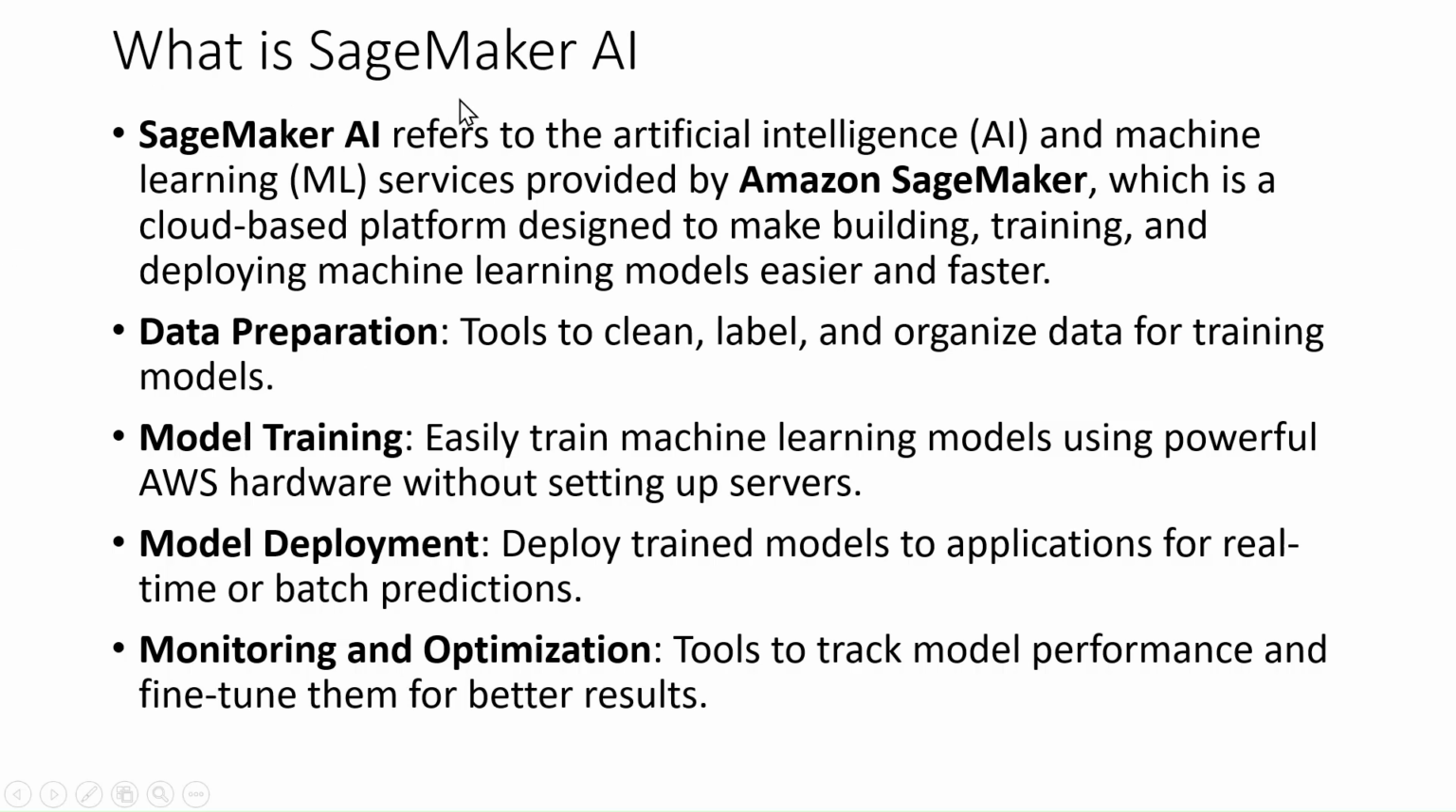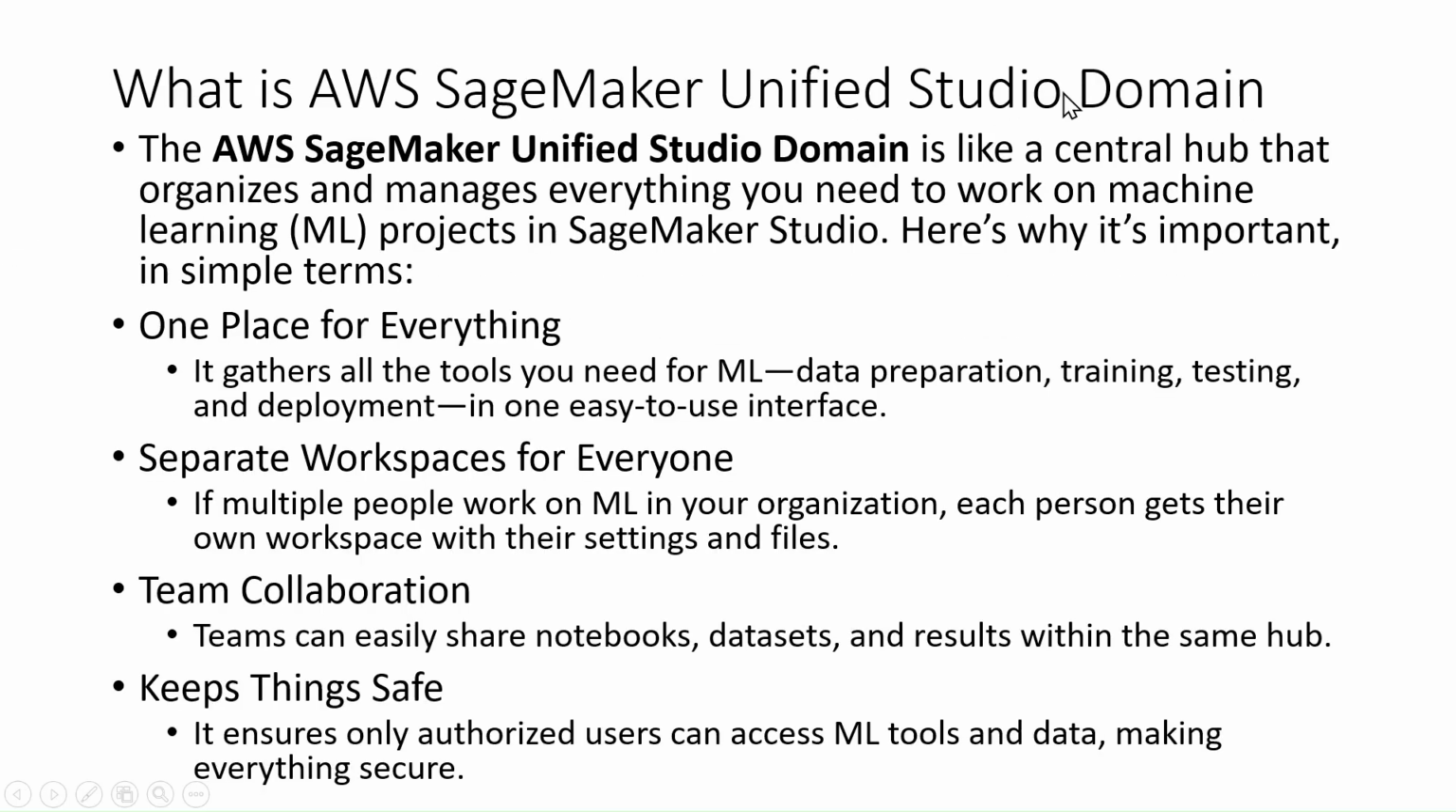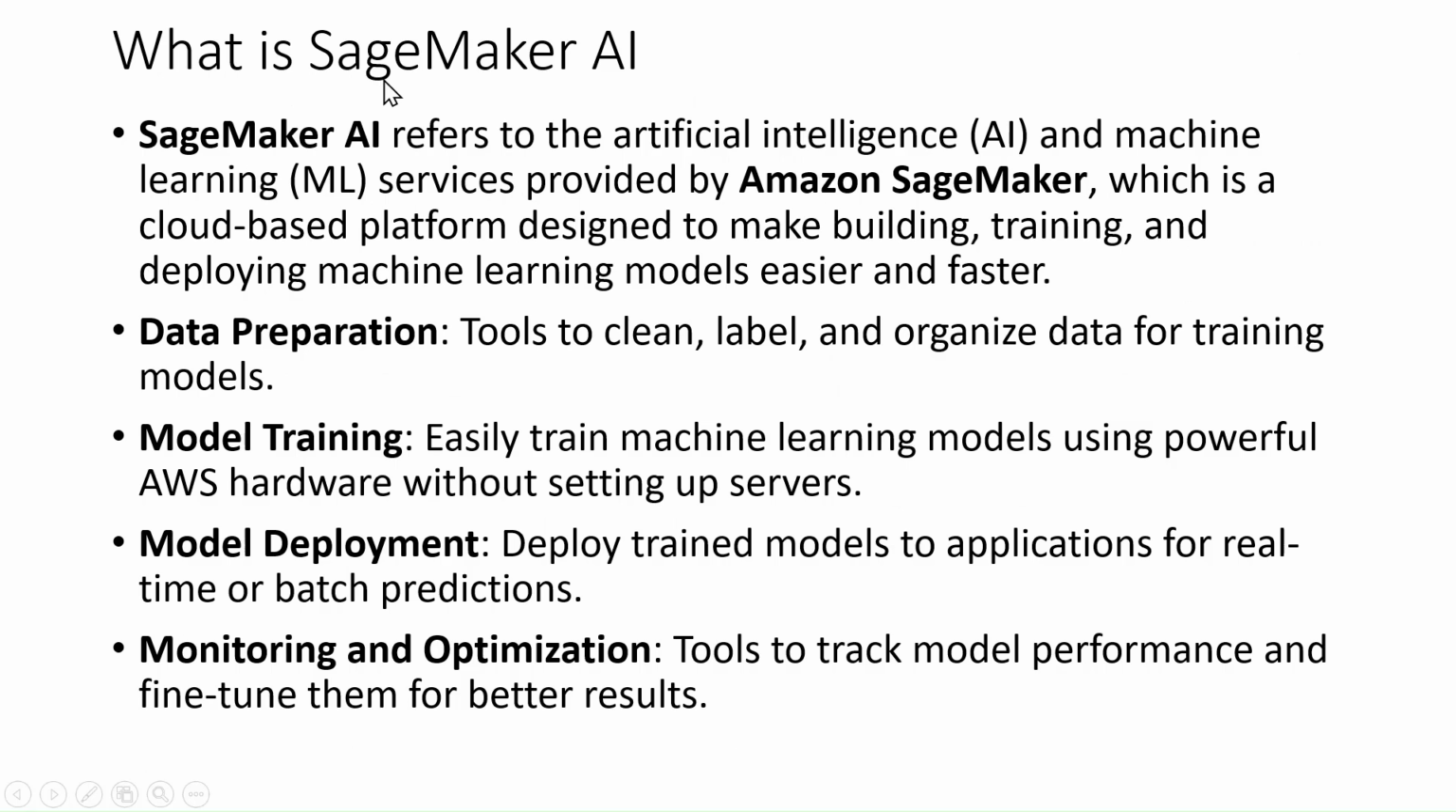Next is, what is SageMaker? We understand why we require a domain here. After that we'll go with SageMaker AI. What is artificial intelligence or something like that? SageMaker AI refers to artificial intelligence and machine learning, so here both things are included. It is a service provided by AWS, that is Amazon SageMaker.